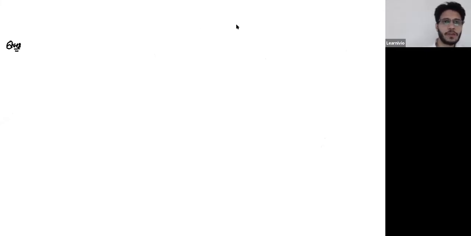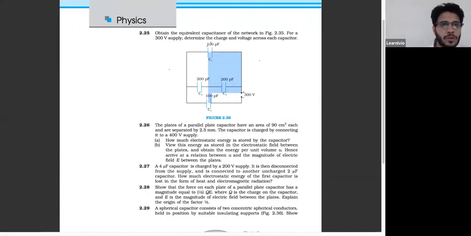Let's do one numerical of NCERT, then we will do something else. So you have some capacitors, C1, C2, C3 and C4. You're supposed to calculate the equivalent capacitance. So see, this is the battery.